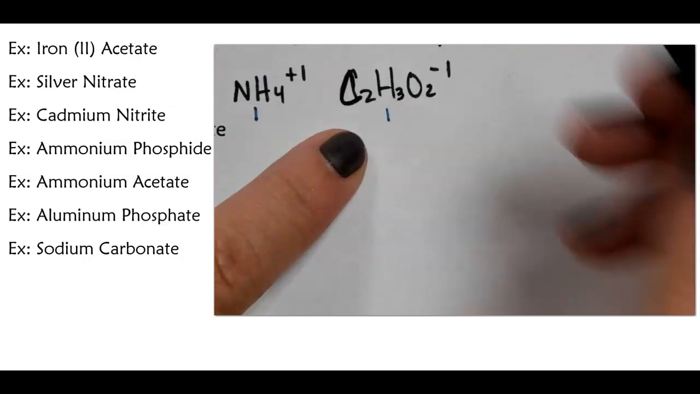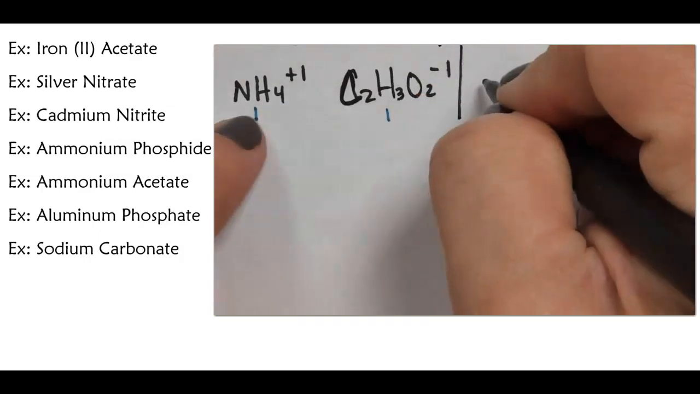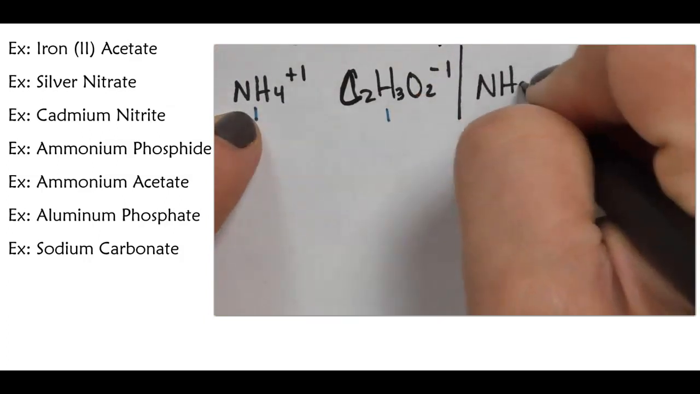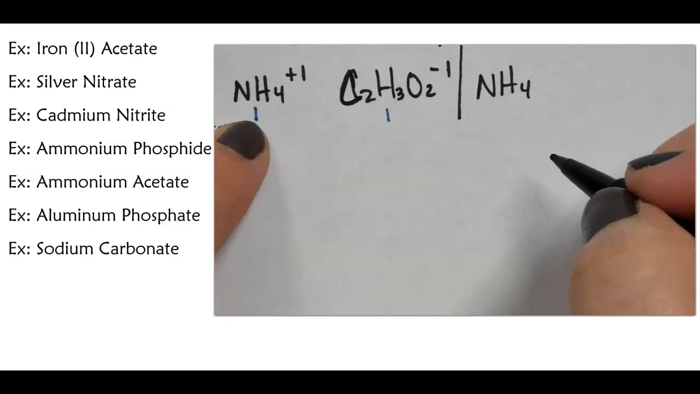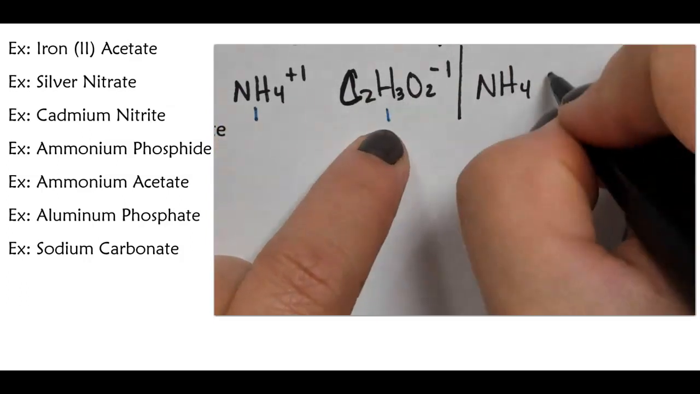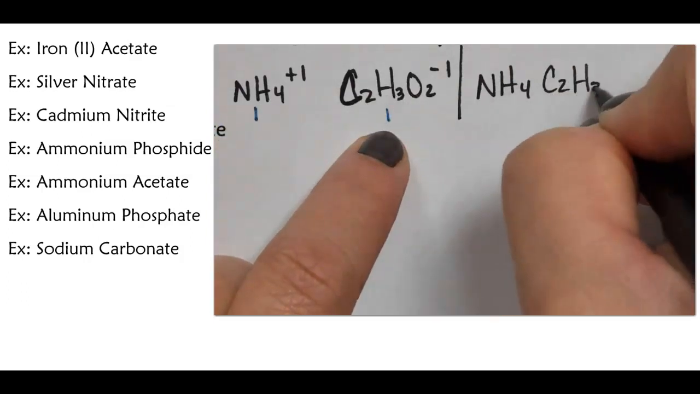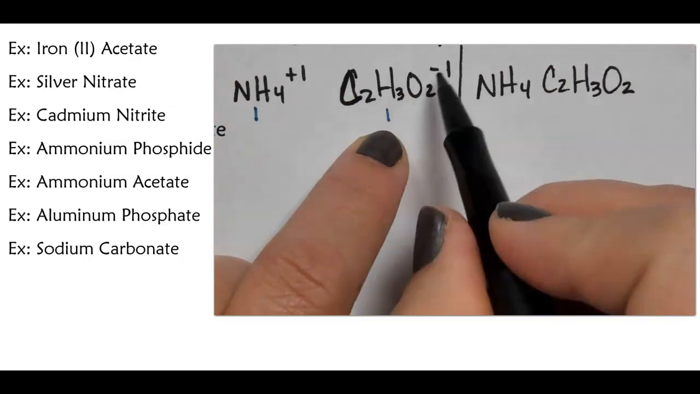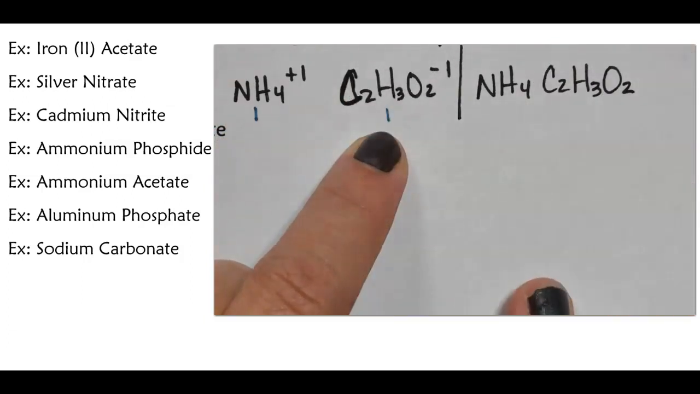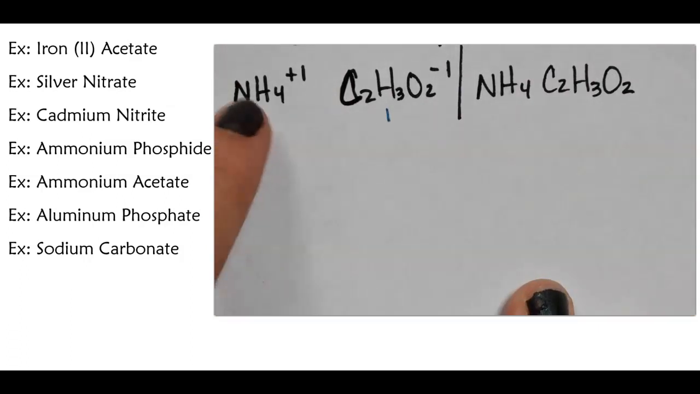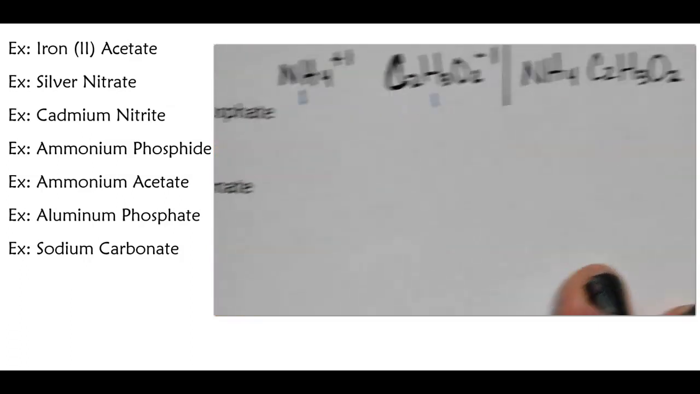So when I rewrite this as a formula, I just need 1 ammonium, so no parentheses necessary if you only need 1, and 1 acetate. No parentheses again because I only need 1. And remember, we don't put the charges on the final answer. So we just need 1 ammonium, 1 acetate.